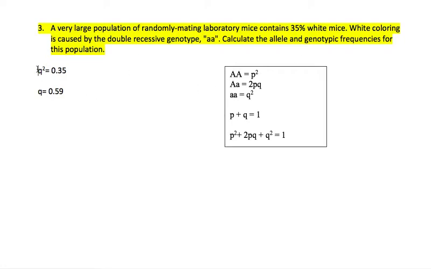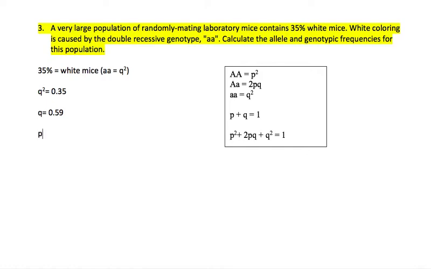We know that 35% is going to be white mice. We know that that is aa, which is equal to q squared. So q squared is going to be equal to, if we just make this into a decimal, 0.35. In order to find q from here, we know we have q squared, so all we have to do is take the square root of 0.35. The square root of 0.35 is going to give us this answer, which is 0.59. So once again, we've identified what q is.